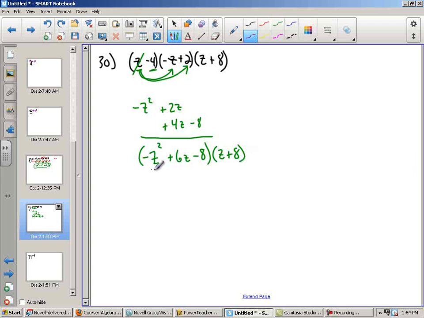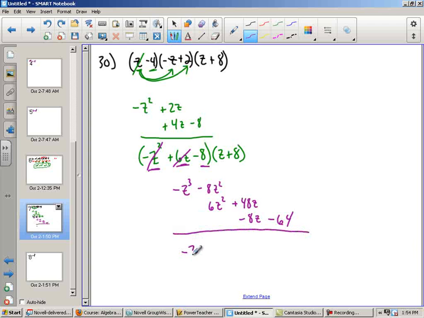And I'll continue the same process again. Negative z squared times z and 8, so I get negative z to the third minus z squared. Oh, whoops, should have written that the other way. Minus 8z squared. That piece is gone. I come here, 6z gives me 6z squared when I distribute. And 6z times 8 would be 48z. Now that piece is gone. Now negative 8 times z is negative 8z, and I get negative 64.